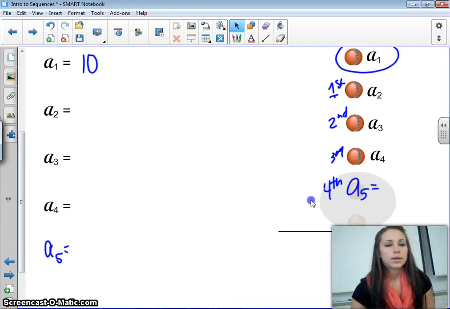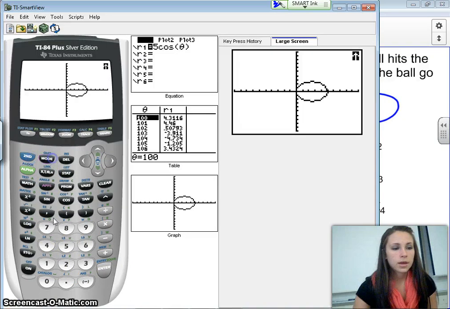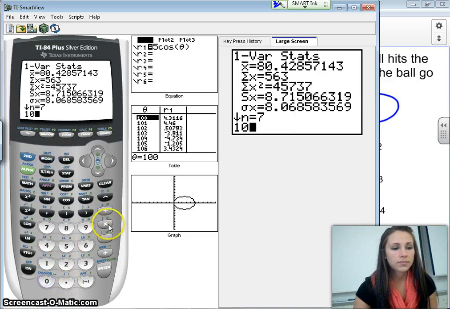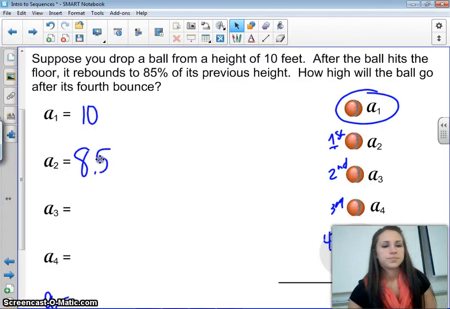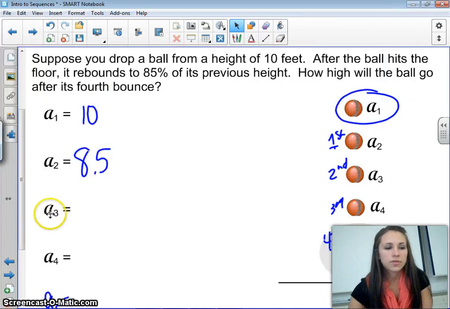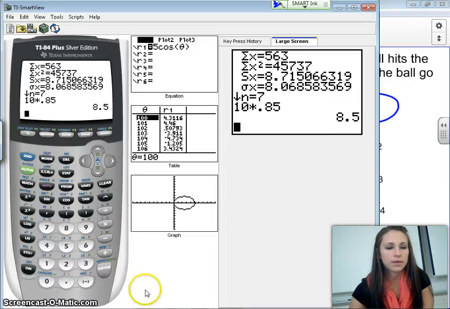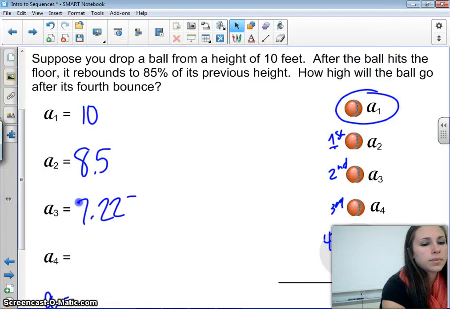Okay, so then all I'm going to do is take 85% of 10, and to do that, I'm just going to multiply 10 by 0.85. So change it to a decimal, multiply by 0.85. So it's going to rebound to 8.5 feet after the first bounce. The second bounce, I'm going to take the previous term, so to find A3, I would take the previous term, 8.5, and multiply it again by 85%. So that'd be 7.225 feet.